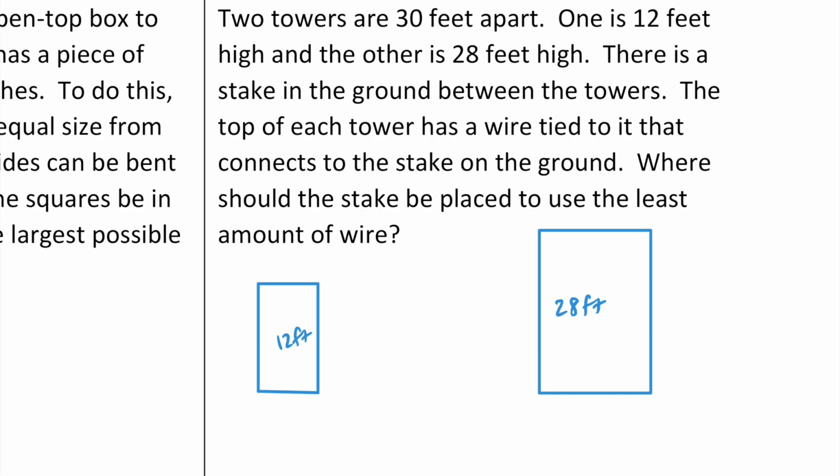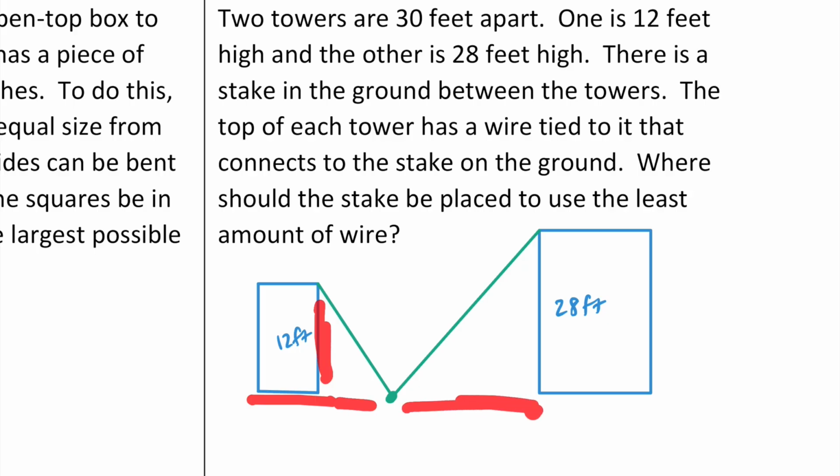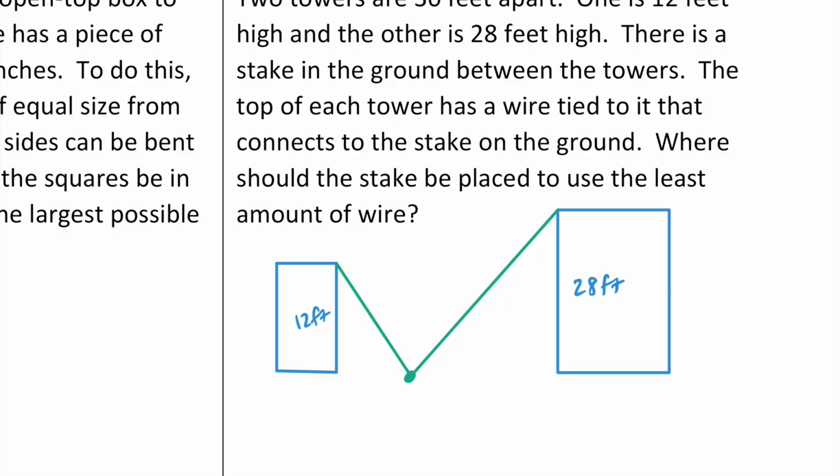There is a stake in the ground between the towers, so we're going to put a stake somewhere. It could be anywhere along this. But just for the context, I know it's going to be closer to this one, only because I've done so many of these problems before where I know that the shorter distance is compared to the shorter side as the longer distance is the longer side. You'll see that when we end up solving this. So I'll draw this diagram to scale only because I've seen it before.